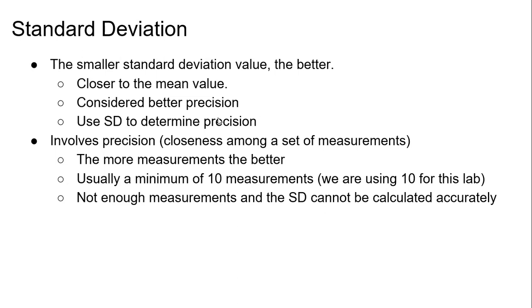Usually 10 is the best. If you have less than 10, you're not going to get something accurate at all. And if you don't have enough measurements, you probably could have high precision, but it's not accurate because you didn't have enough measurements to make sure that you have high precision. Even if it's telling you that, you need way more measurements in order to determine that.